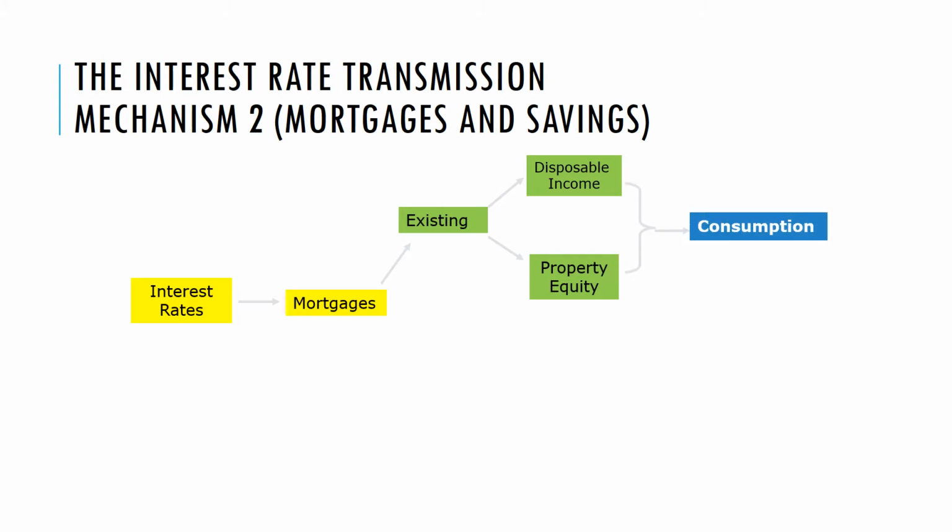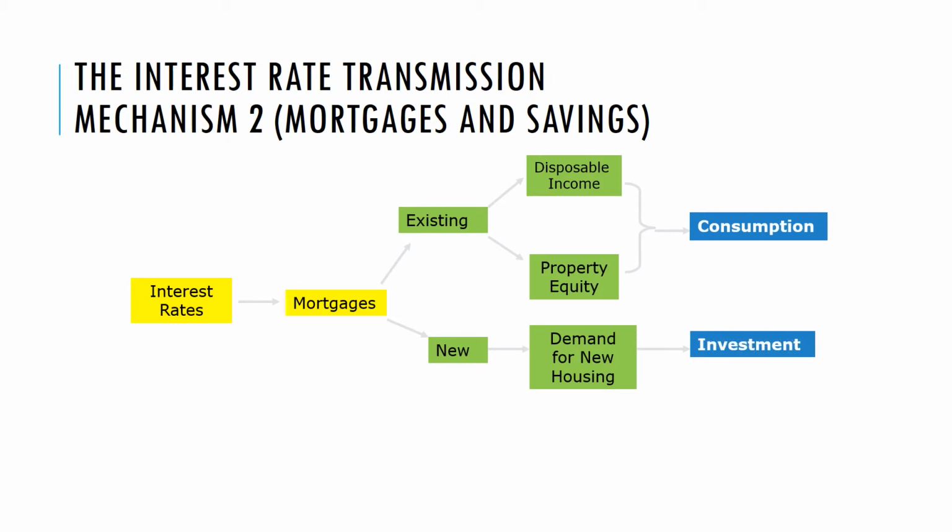So there is a direct relationship here between mortgages, interest rates, and consumption. A cut in interest rates will cut the cost of existing mortgages, driving up incomes. It will also make people more likely to buy houses, driving up the prices of property, and through the wealth effect, greater consumption. People will also be more likely to take out new mortgages, which again would increase demand for new housing, which might lead to more investment.